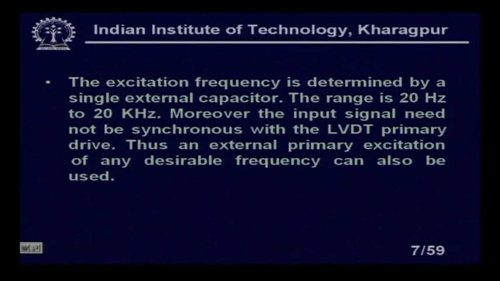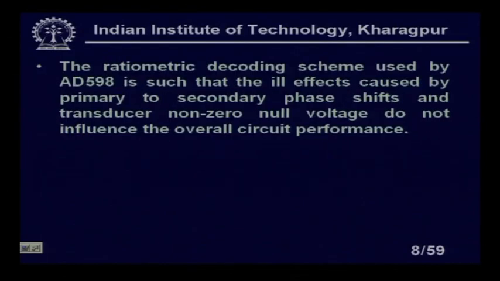This is another most important thing. The ratiometric decoding scheme used by the AD598 is such that the ill effects caused by the primary to secondary phase shift that I told you about will be eliminated, and transducer non-zero null voltage does not influence the overall circuit performance. So, it will be independent of the non-zero null voltage, which is obvious in all LVDTs, because you cannot make two LVDT secondaries exactly the same. The little dissimilarities of the two secondaries will give us a non-zero null voltage, which can be measured very easily in an LVDT if we use it without any signal conditioning circuitry.